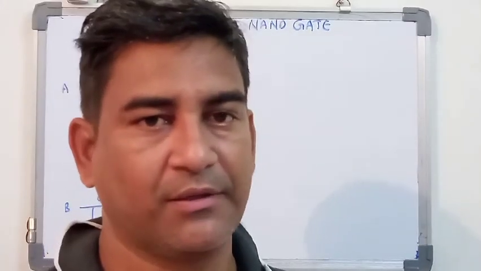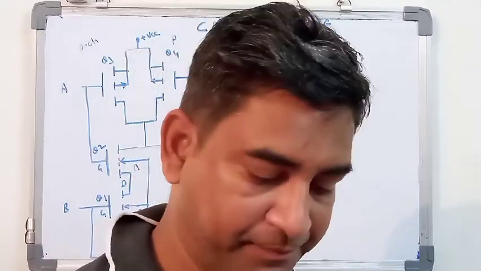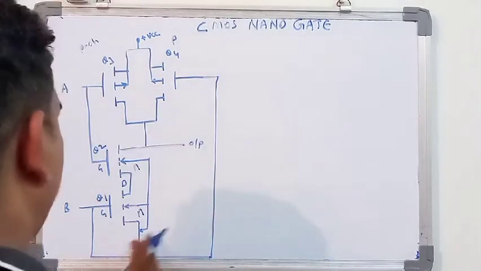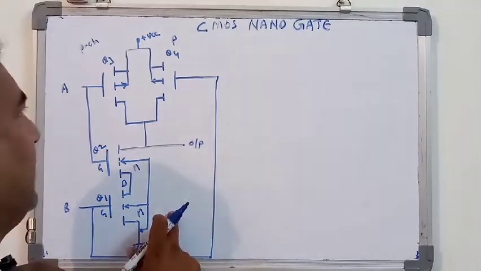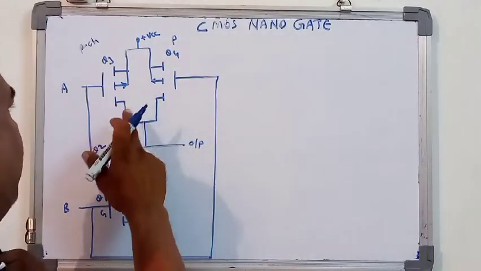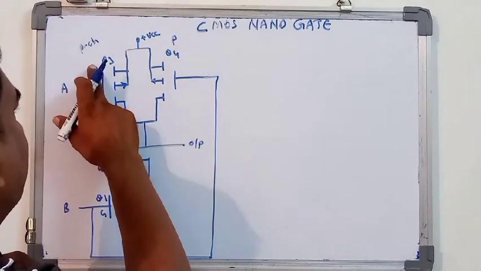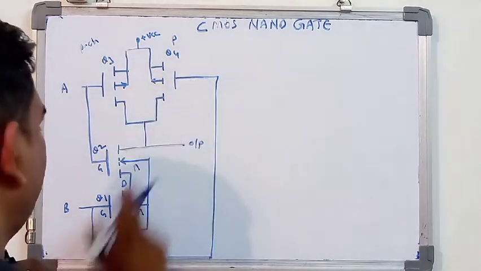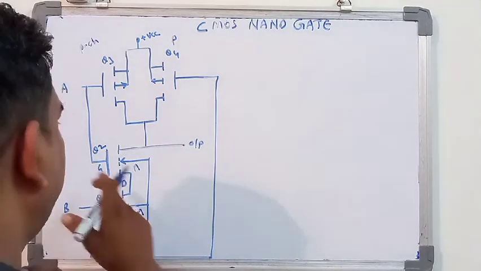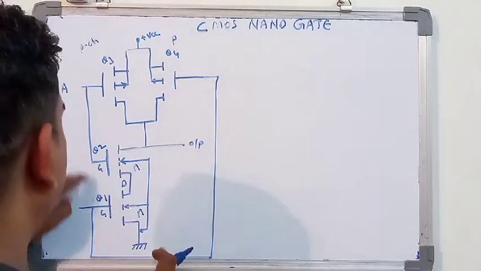Our next topic is CMOS as a NAND gate. In this CMOS as a NAND gate, this is the circuit which indicates the CMOS as a NAND gate. Now in this particular circuit, you have the transistors Q3, Q4, Q1 and Q2. Students, it is very important that this is Q1 and Q2.